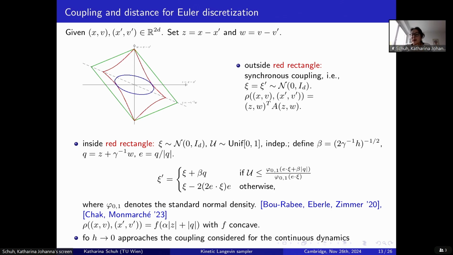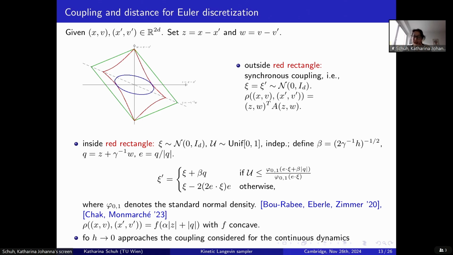And actually, we would like to do this construction, psi plus beta times Q, always, but then the problem would be that psi prime would not be standard normally distributed. So we can do this only with a certain probability, and otherwise we take here a reflection coupling.